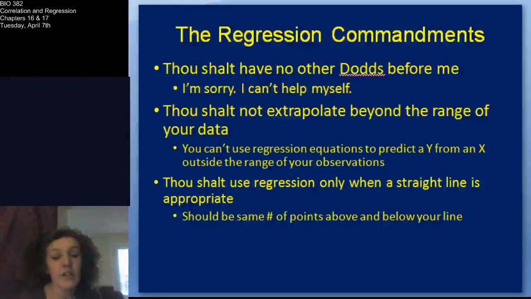Also, linear regression is only appropriate when a straight line is appropriate, when it's linear. You should have the same number of points above and below your line. Okay, cool.